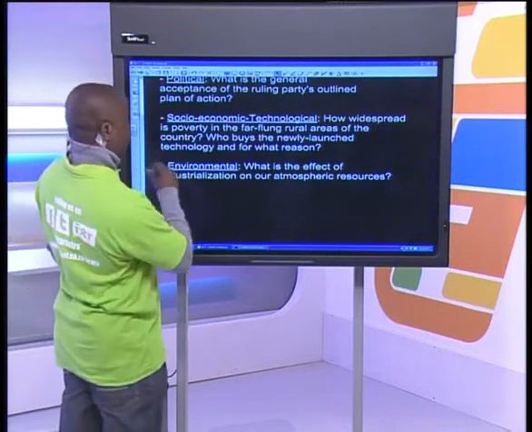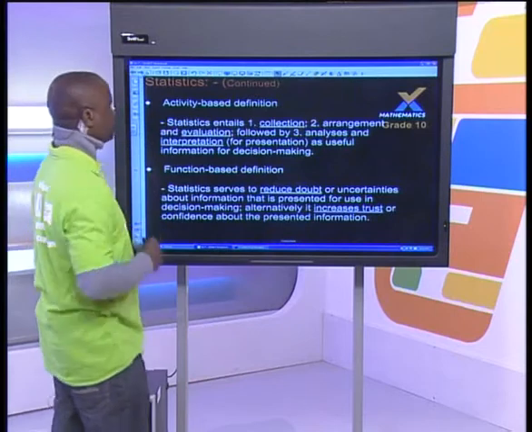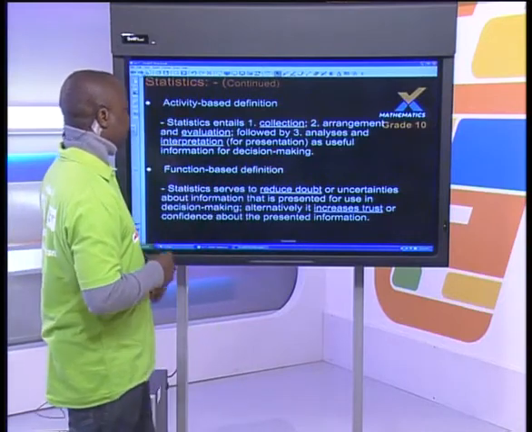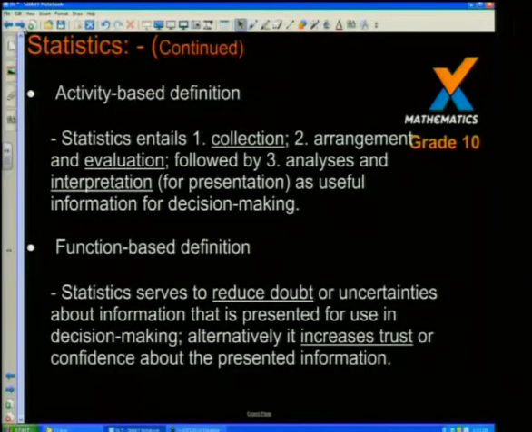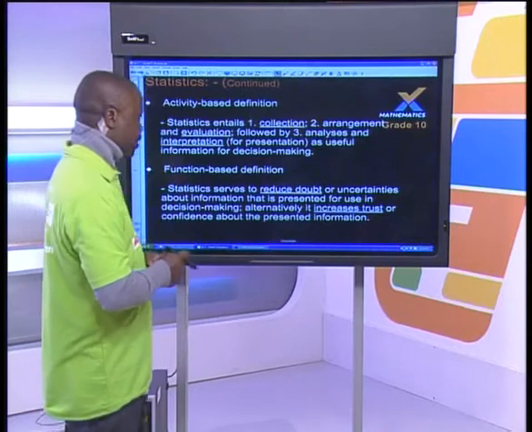And if I move on to the next page, let me define statistics in two ways. There are activities that are being carried out when we talk about statistics, so let me define it based on activities. Activity-based definition is basically where it entails a collection, evaluation, and interpretation of data, which in the end will be presented as useful information for decision makers, in government or in the markets, like I said earlier on, when posing the questions.